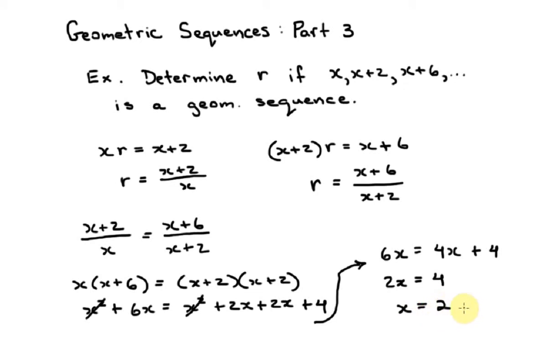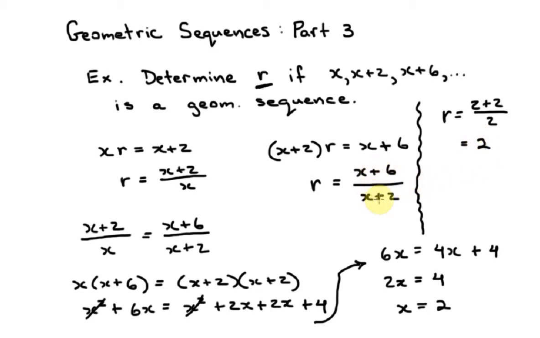Now, when I say there it is, that's great, except it did say determine r, so I haven't actually figured out what r is. How do I do that? Well, you can go back to either this version, which equals r, or this version, and either one should give you the same thing. If I plug in an x value of 2, then r would equal 2 plus 2 divided by 2. That's 4 divided by 2, which is 2.